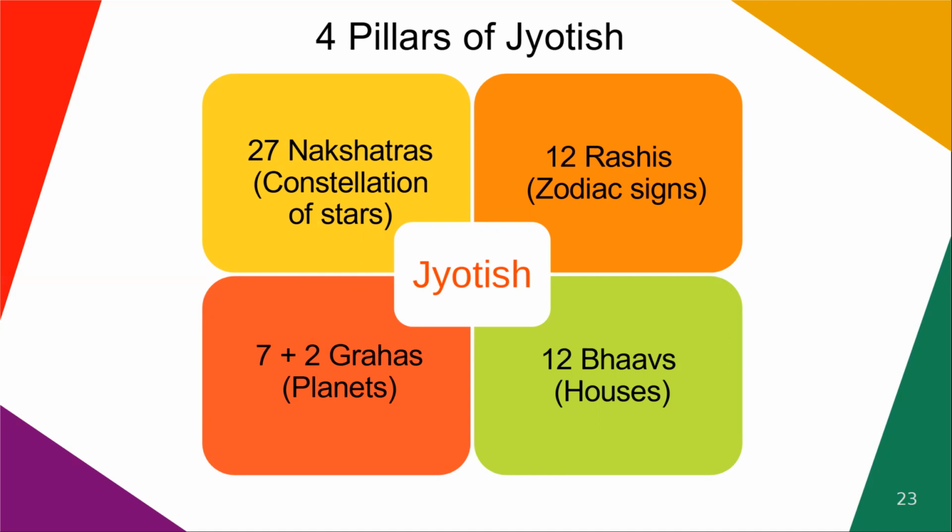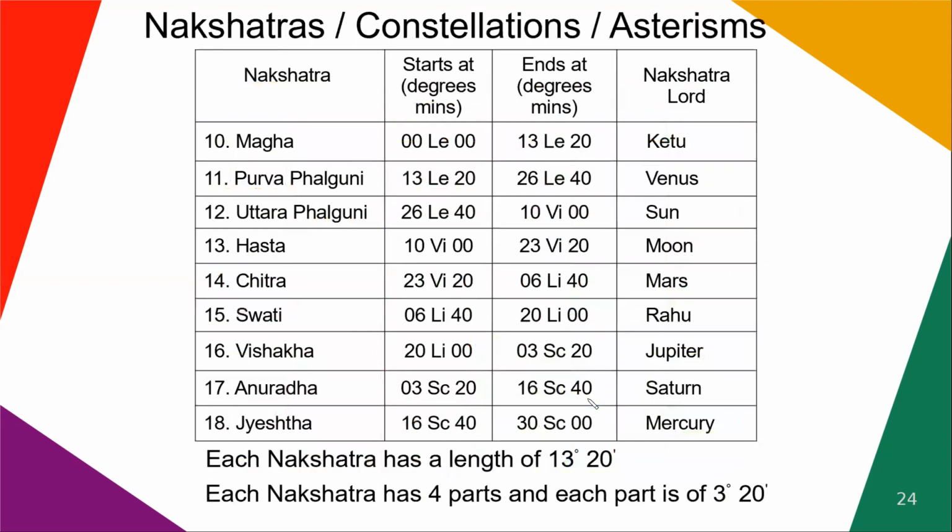In today's session, we will dive a little deeper into the same 4 pillars with new information regarding each pillar. So let's begin with the first pillar, that is the Nakshatras or the Asterisms. In this table, I have mentioned the names of the next set of 9 nakshatras starting from number 10 to number 18, along with their start degrees and their end degrees with the nakshatra lord in the last column.